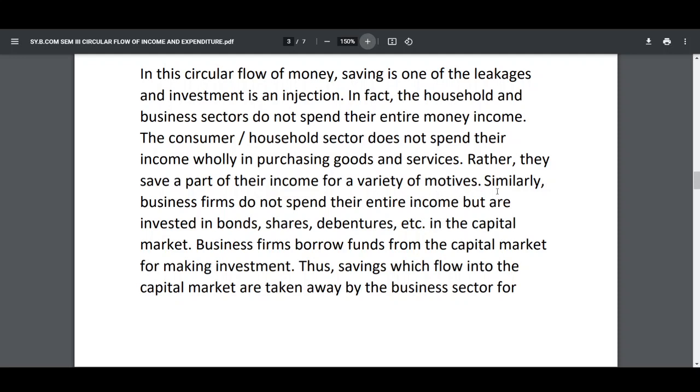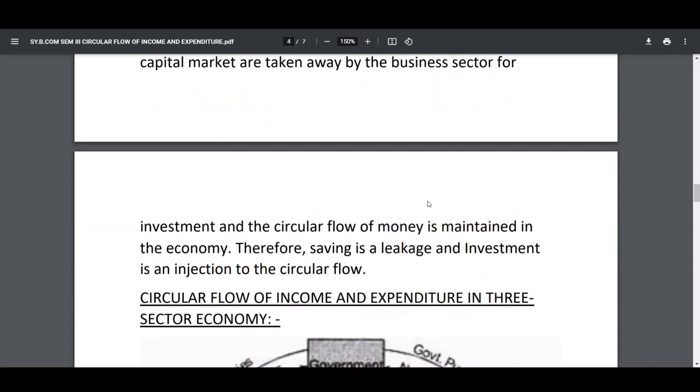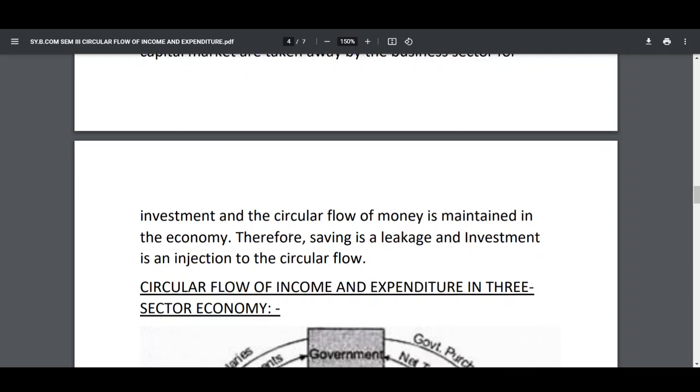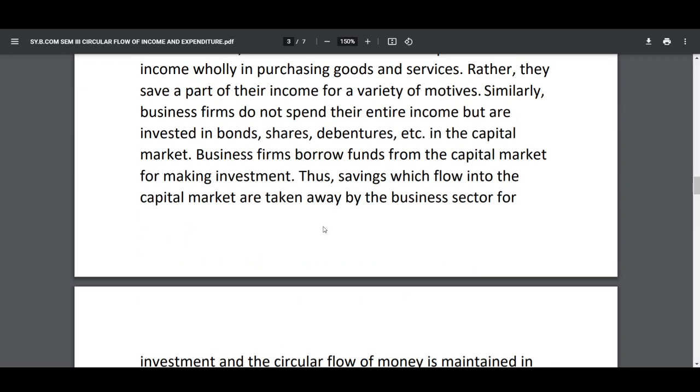Motive means aims. Similarly, business firms do not spend their entire income but invest in bonds, shares, debentures, etc. in the capital market. Business firms borrow funds from the capital market for making investment. Thus, savings which flow into the capital market are taken away by the business sector for investment, and the circular flow of money is maintained in the economy. Therefore, saving is a leakage and investment is an injection to the circular flow.